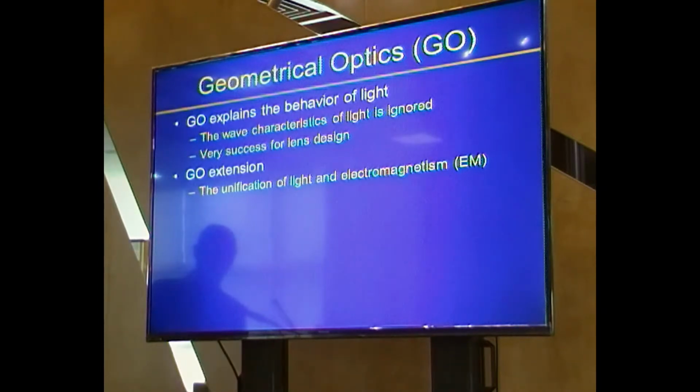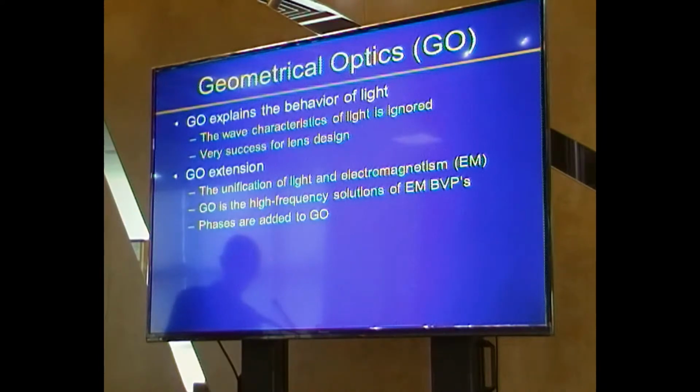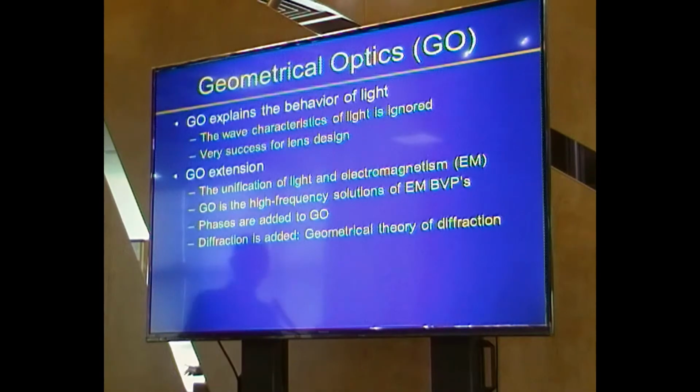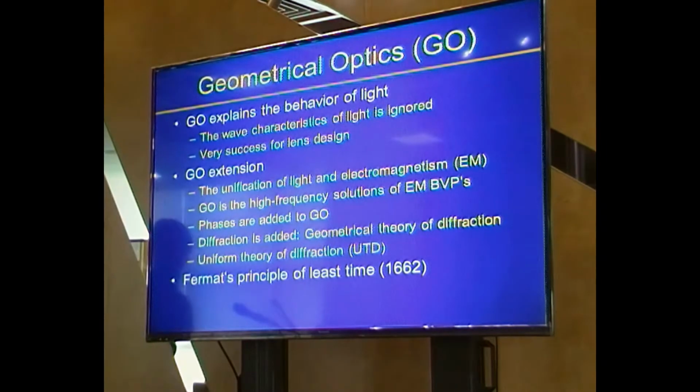So first we know the electromagnetic wave and light are unified by Maxwell. And then geometric optics is just a high frequency solution for electromagnetic wave theory. So that's the second assumption here. And then electromagnetic waves are complex waves, so they have magnitude and phase. In geometric optics, traditionally we don't care about the phase, but in the extension we have phase added. And then diffraction is also added, the geometrical theory of diffraction. And most recently we have the uniform theory of diffraction. They all add together.